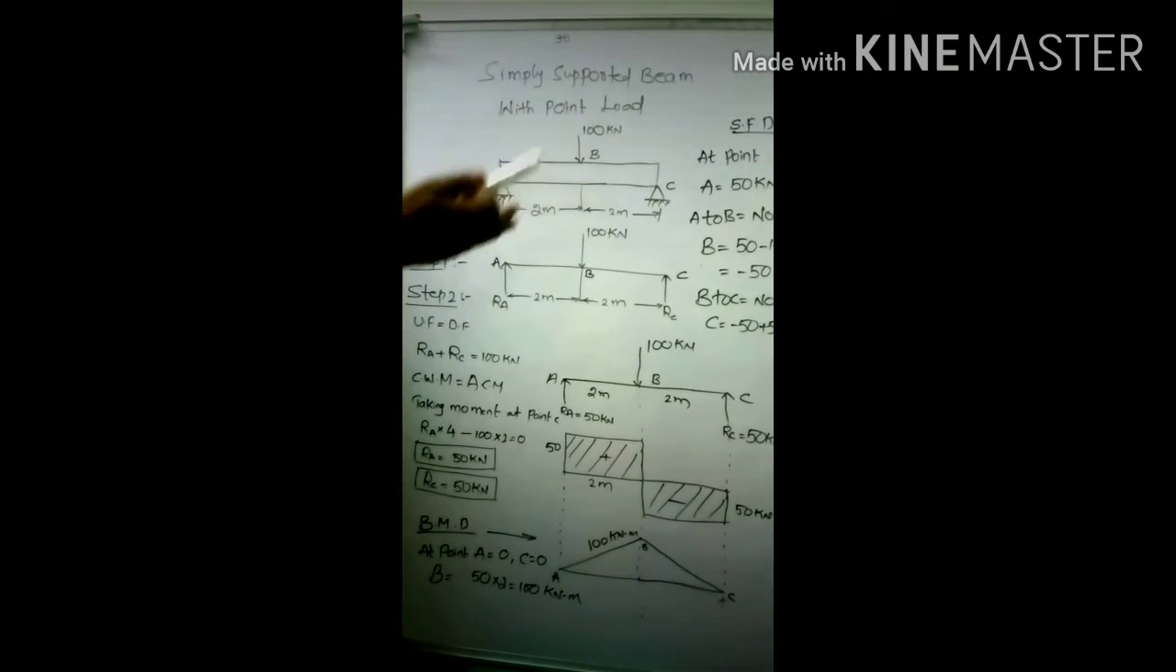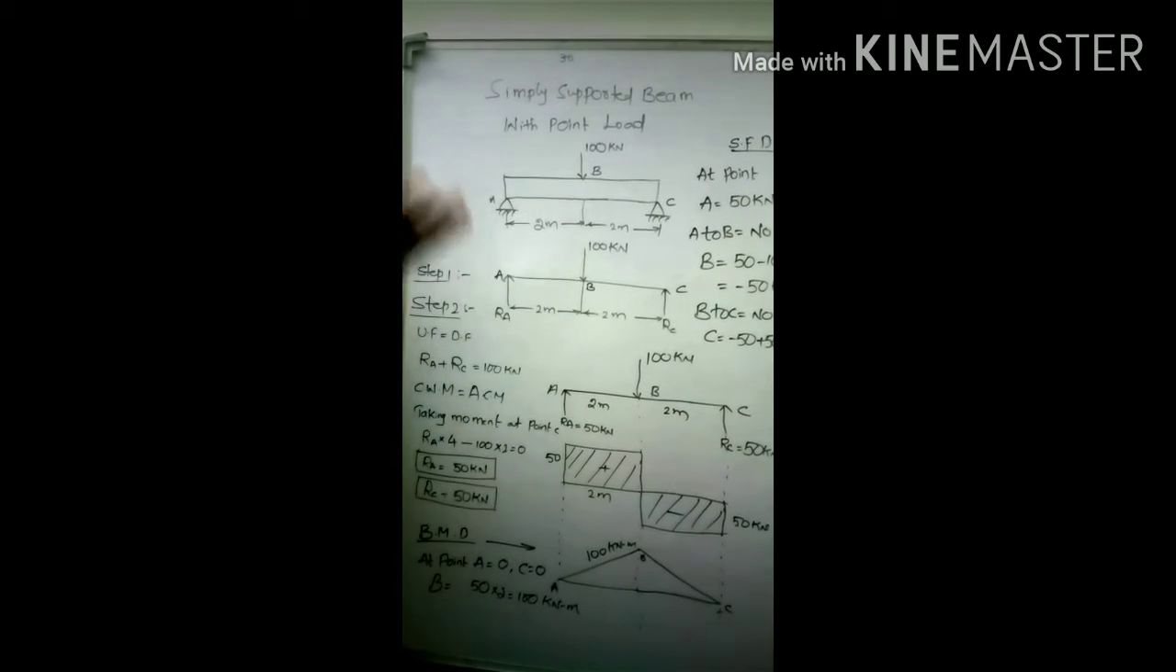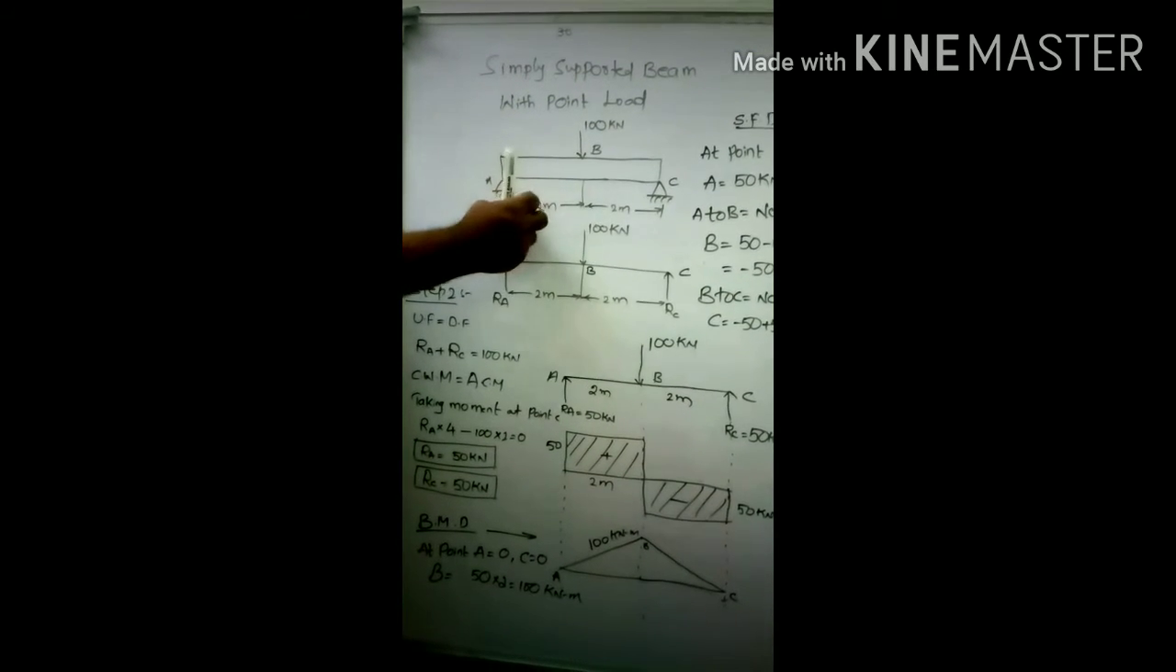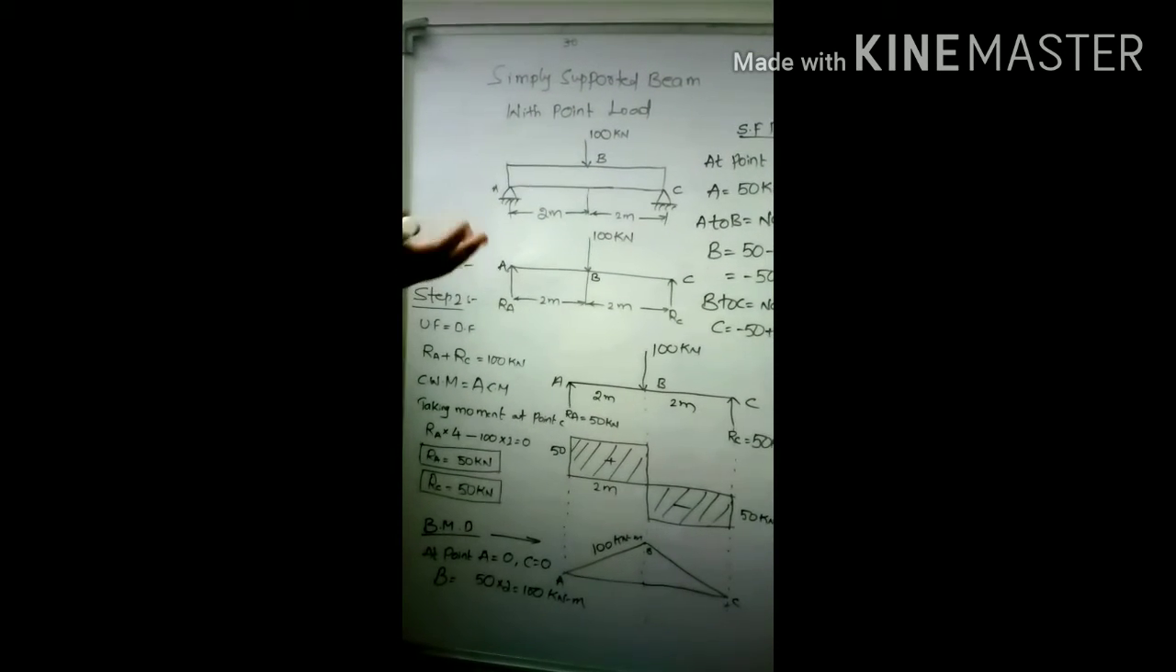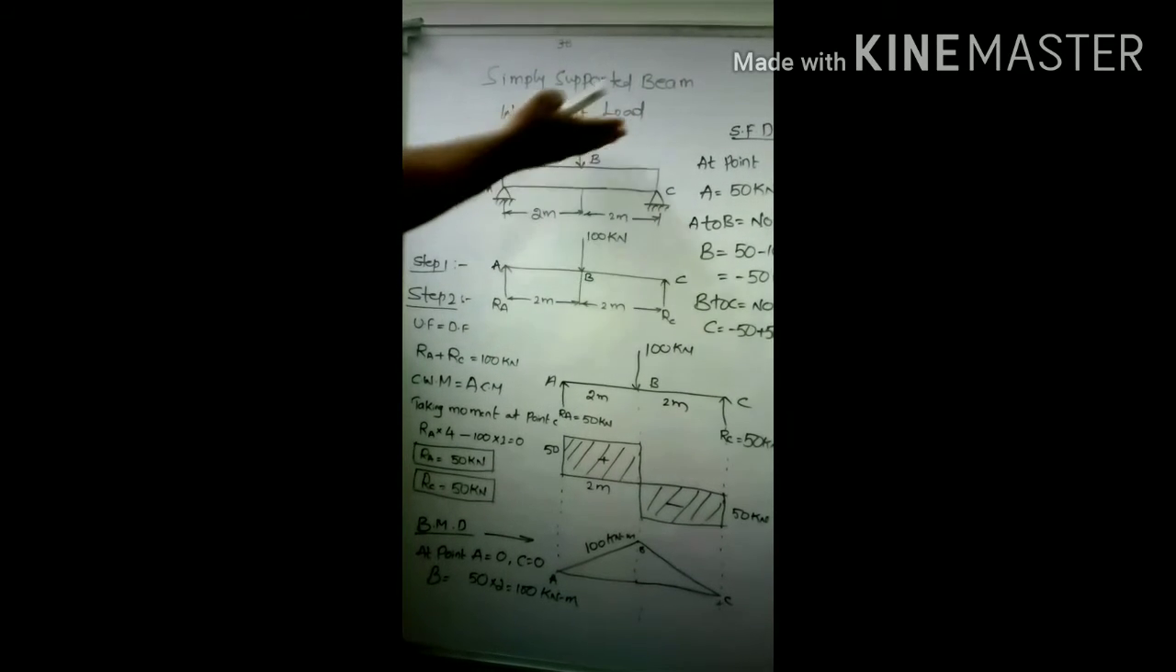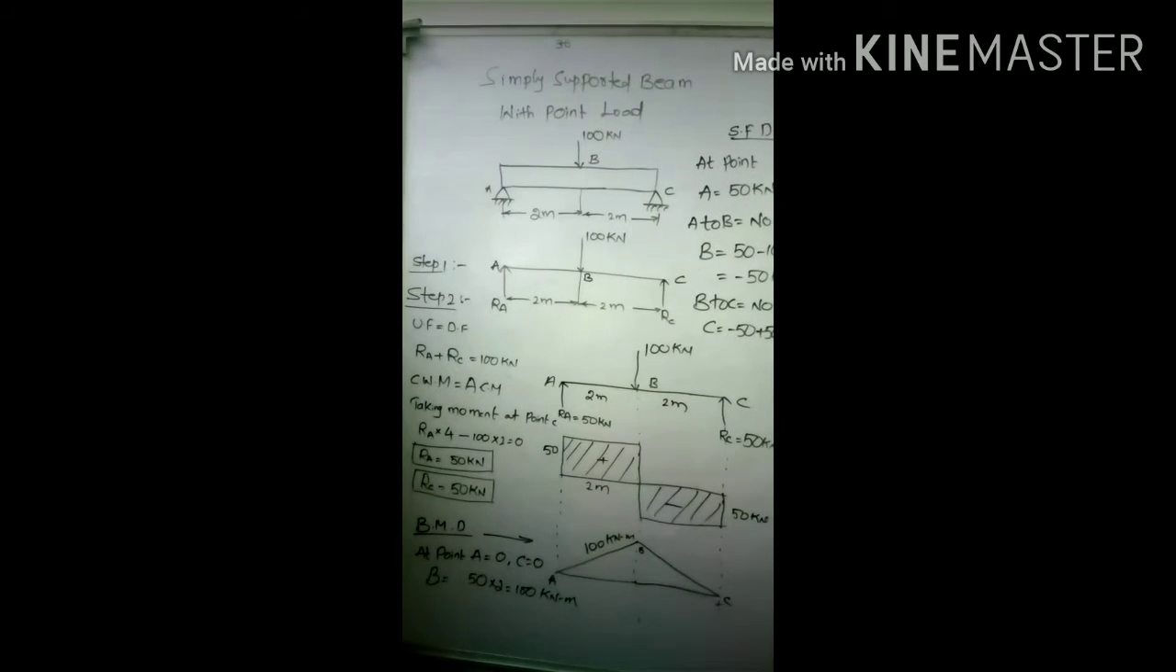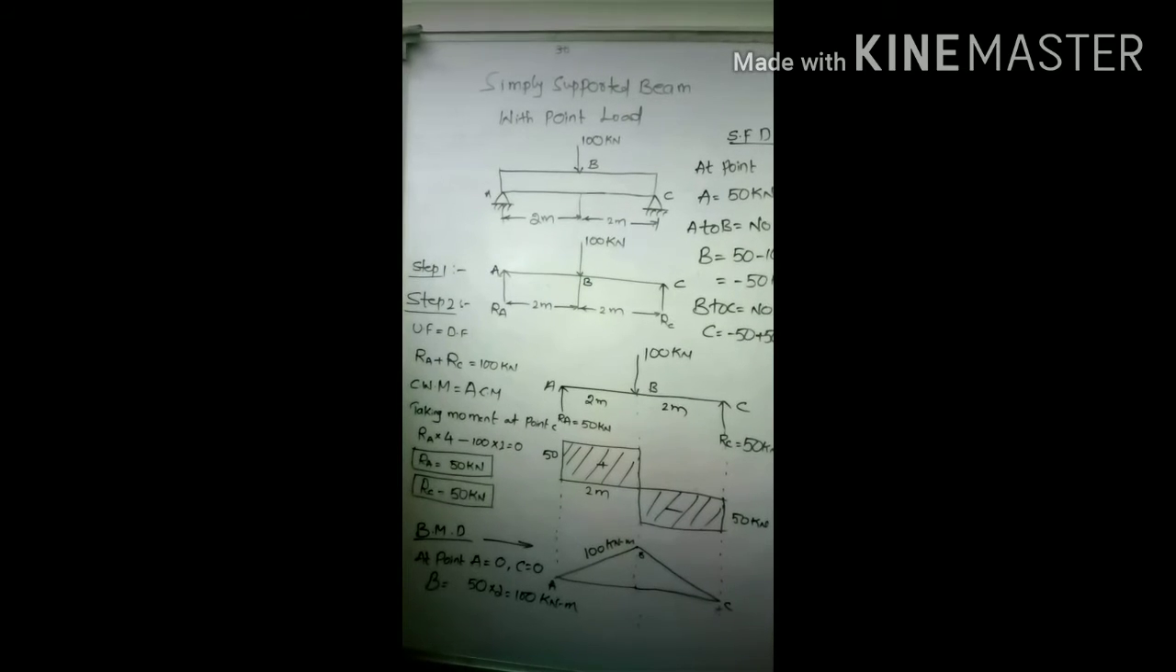That means automatically you will get the value of 50 and 50. That means these reaction forces will resist this 100 kilonewtons of force that is acting in the downward direction.